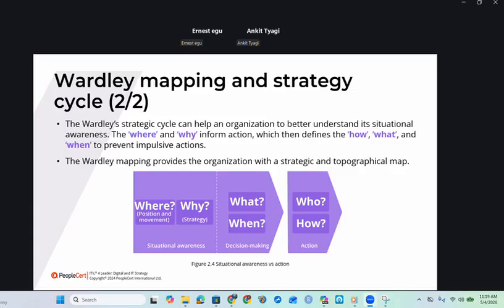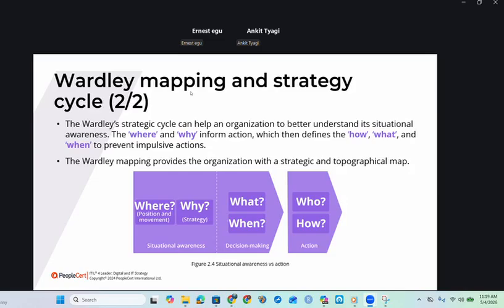Well, of course, so we understand the current position of the organization. Where do we stand? Why are we doing this? Then how are we going to do this? What is it that needs to be done? And when are we going to do it? So that we don't have to take any impulsive action, we can always plan it accordingly. So situational awareness is what it also offers.